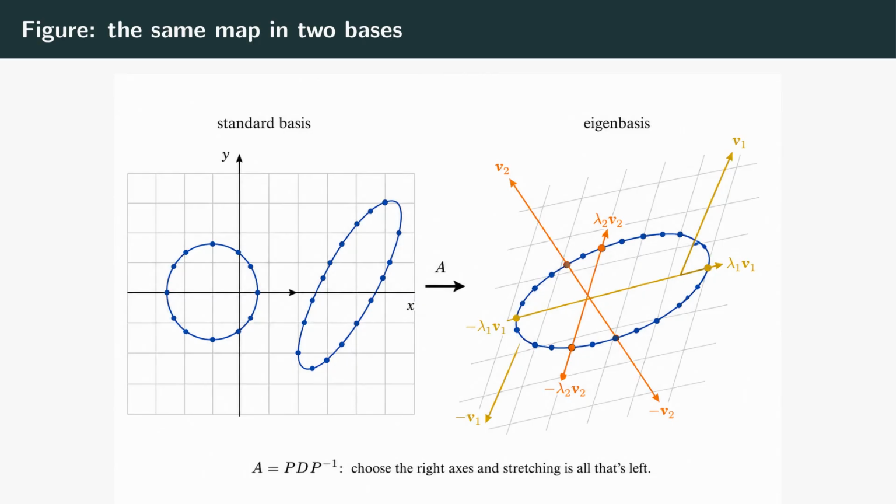Along the first eigenvector, every point is simply stretched by the first eigenvalue. Along the second eigenvector, it is stretched by the second eigenvalue. No mixing, no skew, just 2 independent stretches, and the axes of the ellipse line up perfectly with the slanted grid lines. That is the entire content of A equals P times D times P inverse. Choose the right axes, the eigenvectors, and the only thing the matrix is doing is stretching along each one. P and P inverse are just the dictionary that translates between the 2 grids.